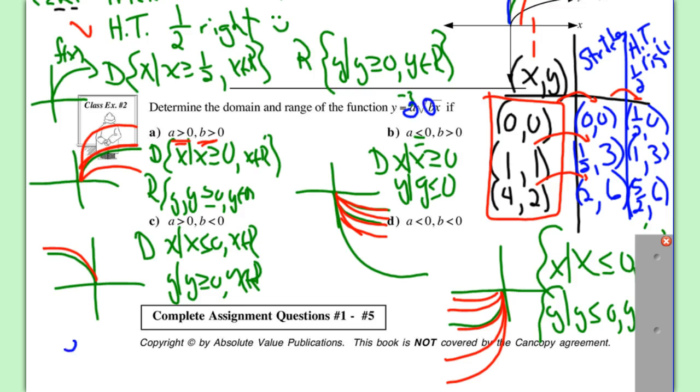For example, in C, for A greater than 0, maybe I'll put A as 2. For the square root of B being less than 0, so maybe minus 5x. It wouldn't matter what number you pick, you're just picking something to see what happens. And then you could graph it on your calculator.